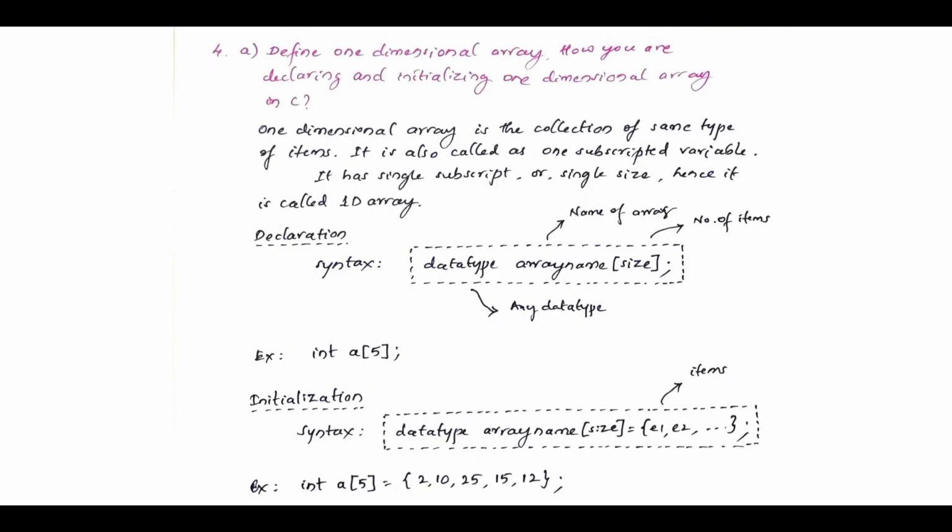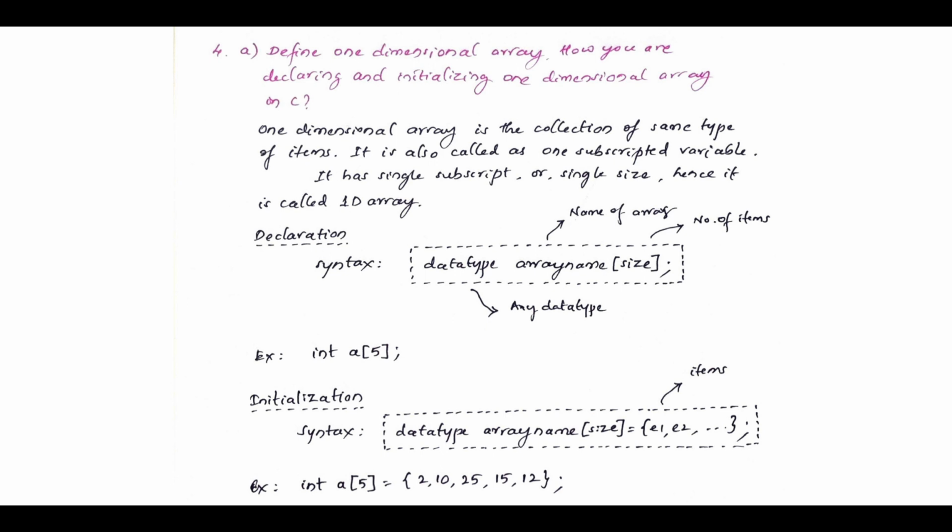Now we are into the fourth section of the 4-mark questions. Define one dimensional array and how you are going to declare and initialize the array. As you all know, array is a collection of same type of items. One dimensional means which has only one subscript or one size.